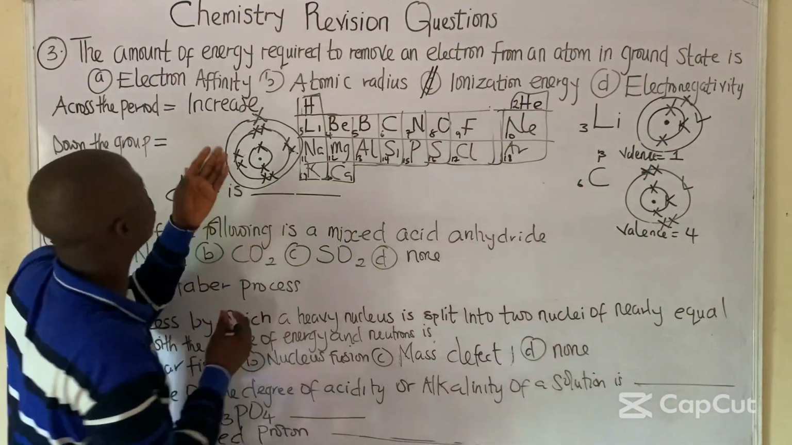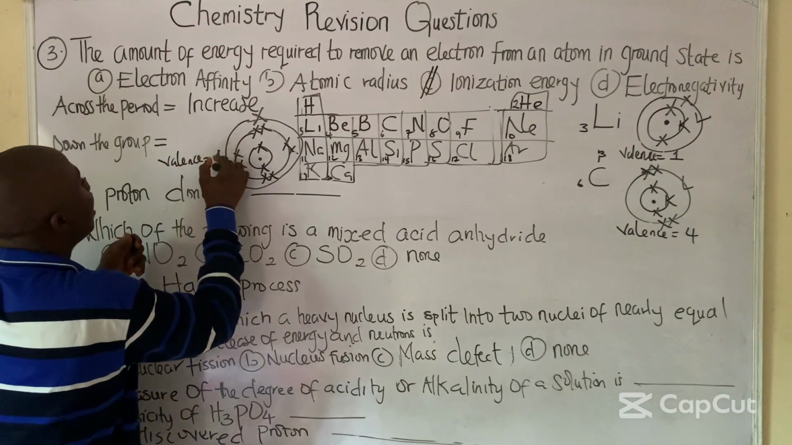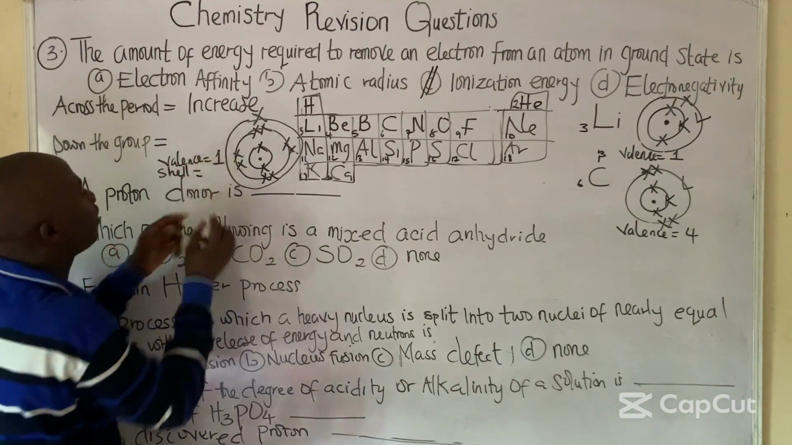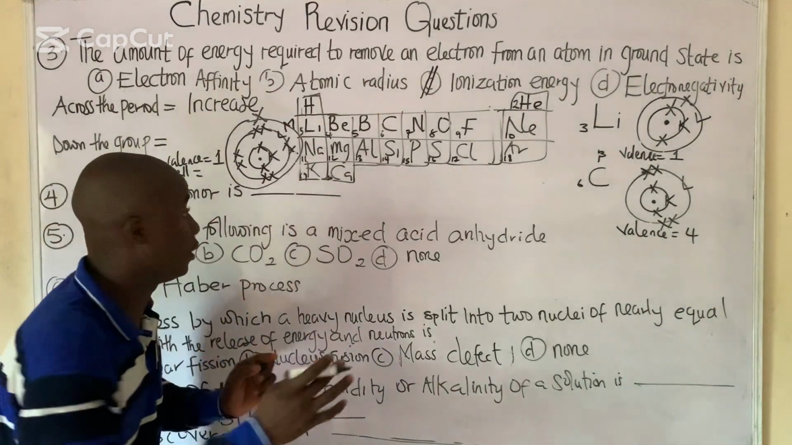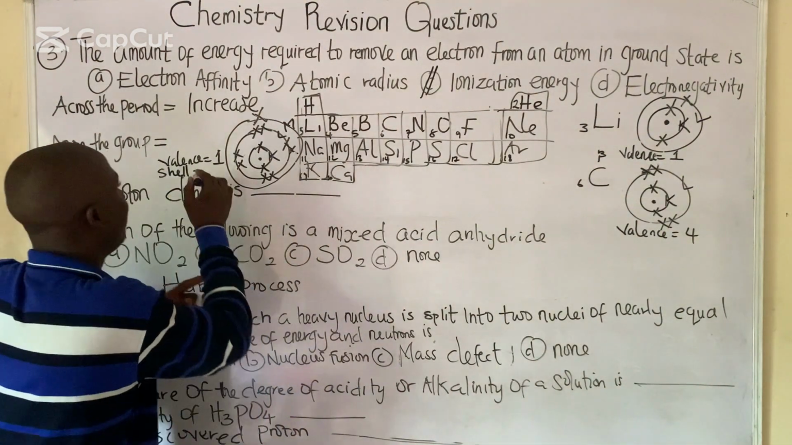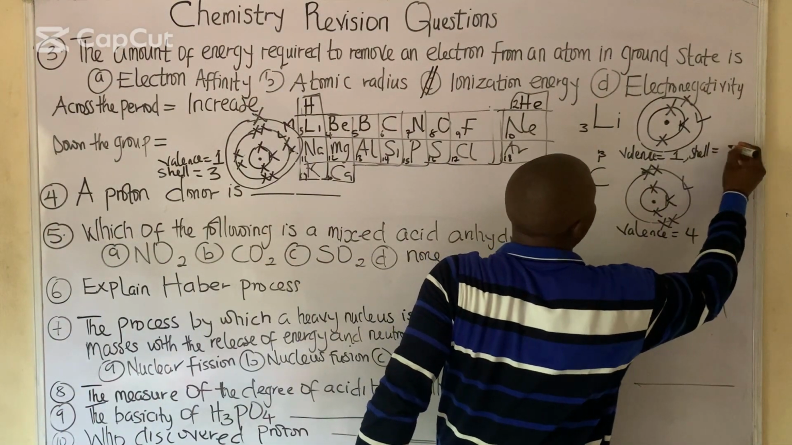Now you can see that sodium has how many valence electrons here? Also 1. But how many shells does it have? 1, the K shell, the L shell, and the M shell. I believe you are following. Okay, there are 3 shells here. Whereas here, how many shells are we having? The shells are just 2.